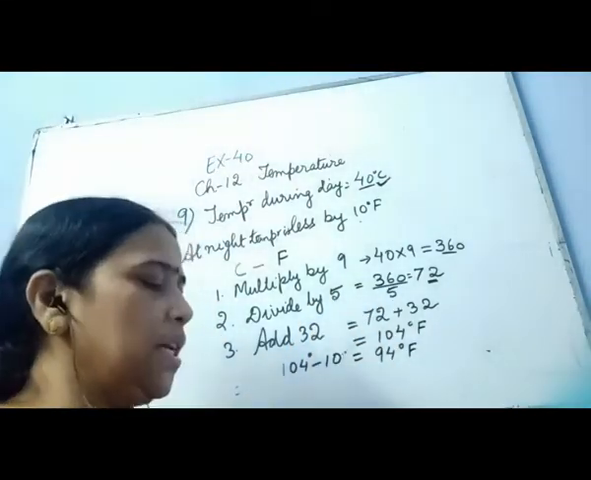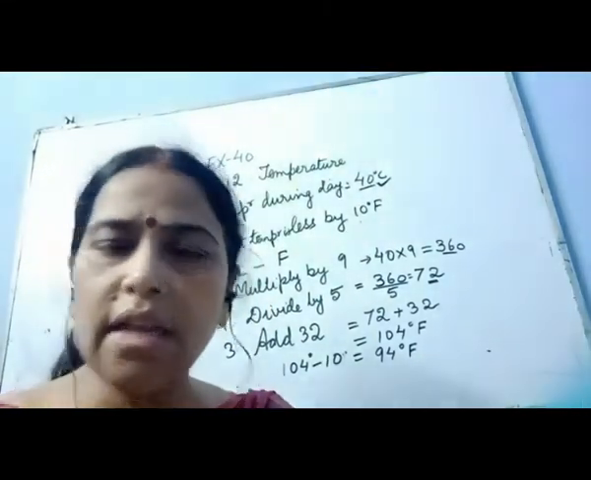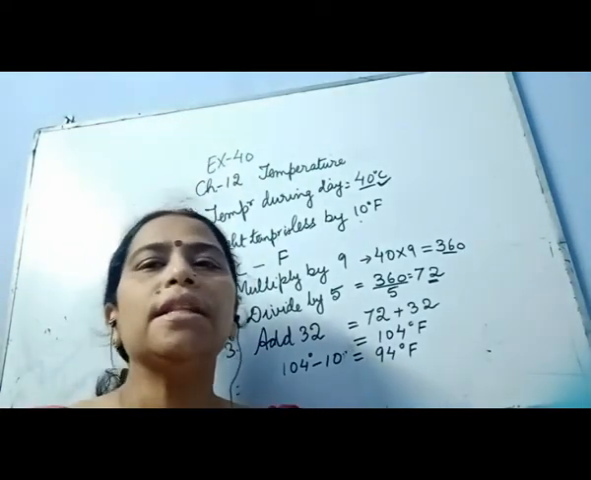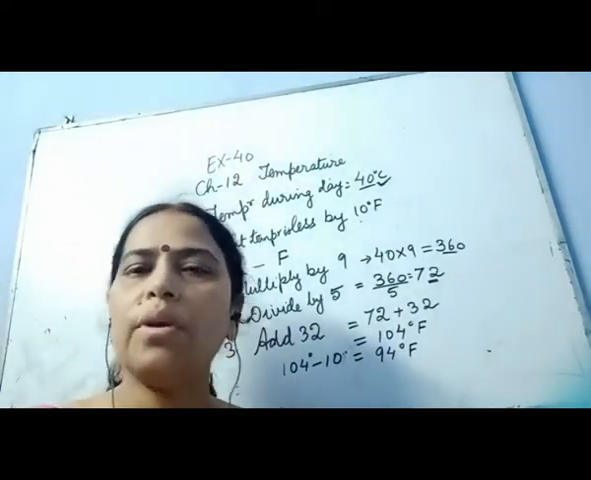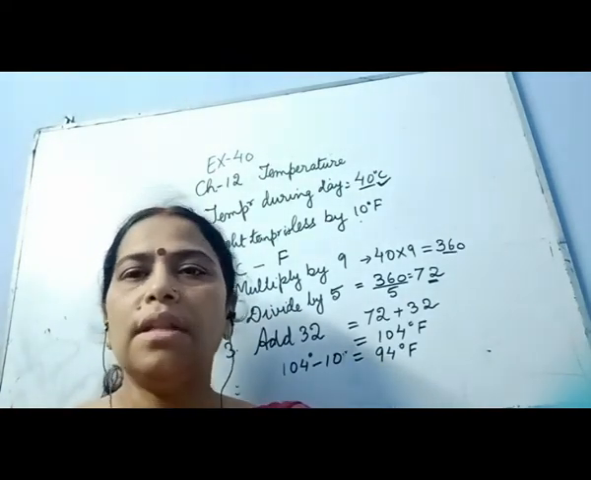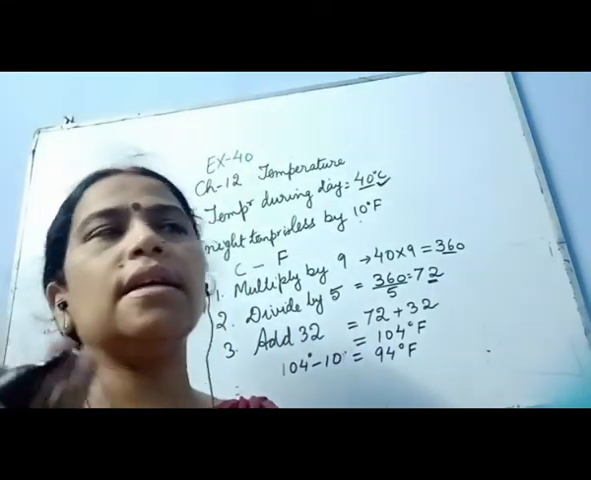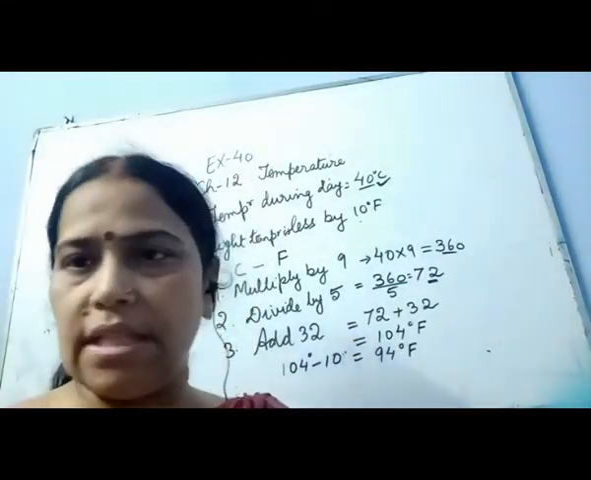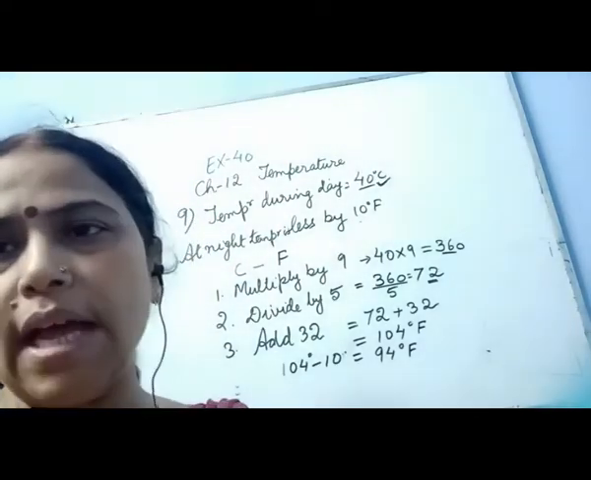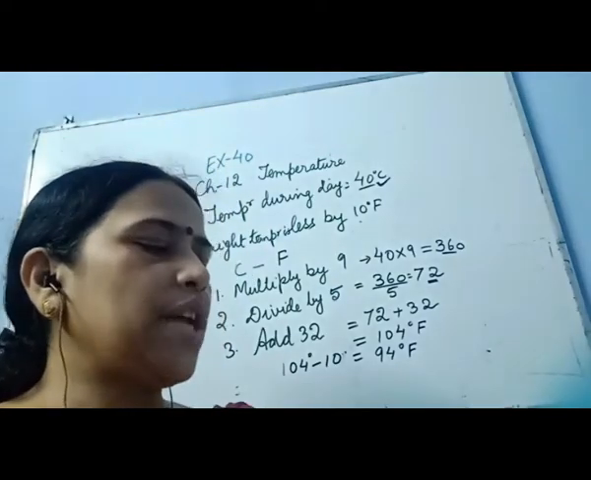Because in the question it is saying that the temperature came down by 10 degree Fahrenheit, and that day the temperature was 104. So if it comes 10 degree down, then we will have to subtract that. If the temperature has risen, then what we will write over there? We will have to add. The temperature has become less, so we are going to subtract.